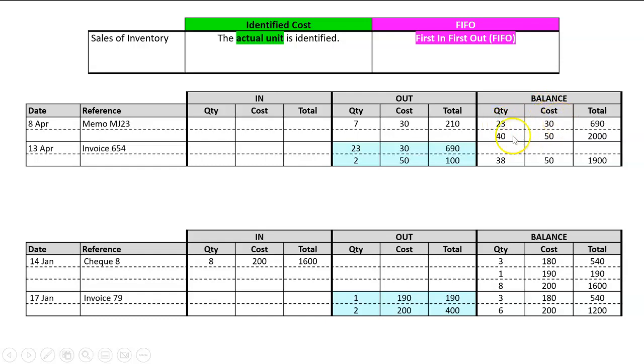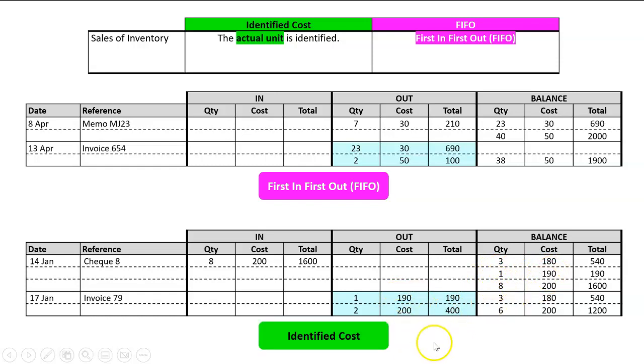So we take this top one. There was 23 at 30, 40 at 50, and then it looks like we sold 25 units here. The first ones that went out were this top pile, 23 at 30, and then we went down and got the next two from this $50 pile. So this one's got to be first in, first out. But for this one, if you look at the day before, there were 3 at 180, 1 at 190, and 8 at 200, and the one that went out was 1 at 190, the middle one, and then the next two were from the bottom pile. So that is not first in, first out, that's identified cost.